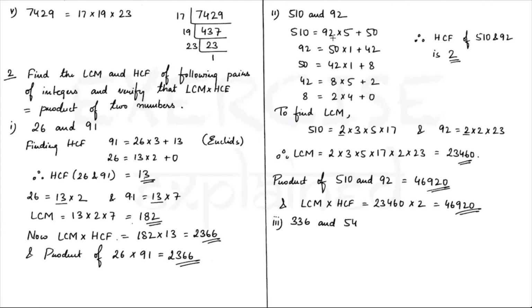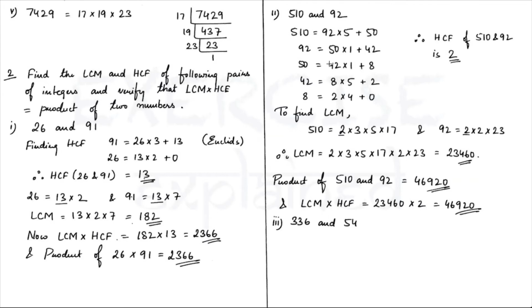Now what happens is 92 becomes the dividend, 50 becomes the divisor. So I can write 92 is equal to 50 into 1 plus 42, because 92 minus 50 gives me 42. Now this 50 comes here, 42 also comes here. So 50 is equal to 42 into 1 plus 8, because 50 minus 42 gives us 8.